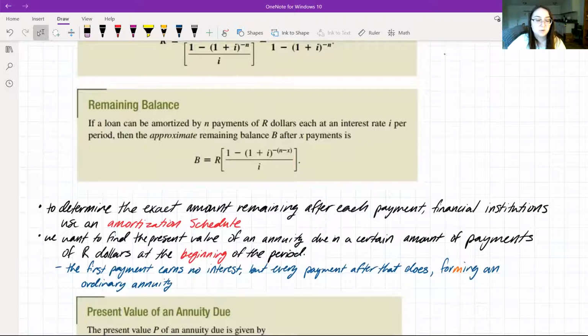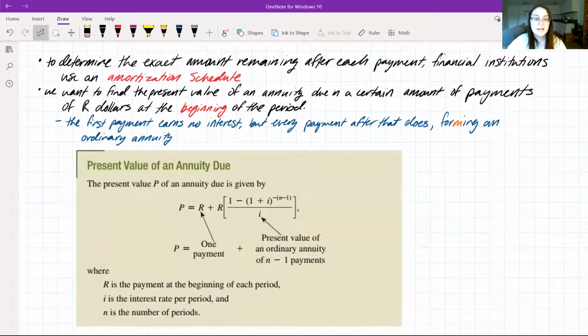Then we have an equation for our remaining balance. If a loan can be amortized by N payments of R dollars, each at an interest rate I per period, then the approximate remaining balance B after X payments is B equal to R times 1 minus (1 plus I) to the power of negative (N minus X), divided by I. So this is basically saying if we set up an amortization schedule and maybe we have a few periods left, but we just want to pay it off all now so we don't have to pay that extra money for the interest, we can pay off our remaining balance.